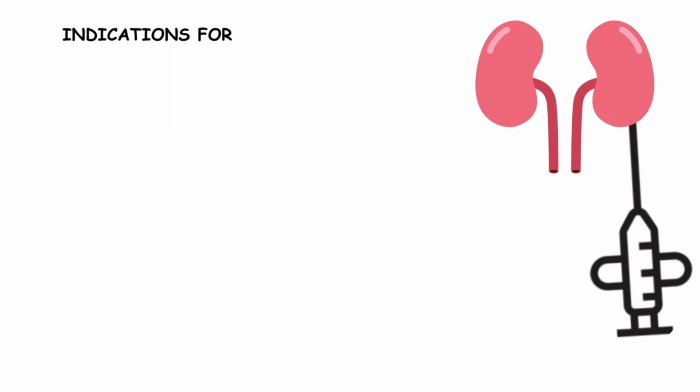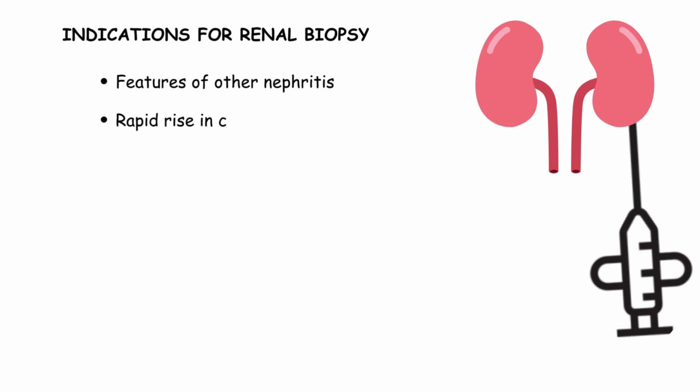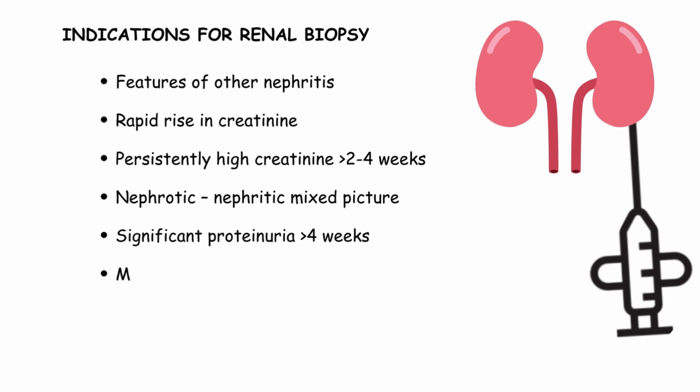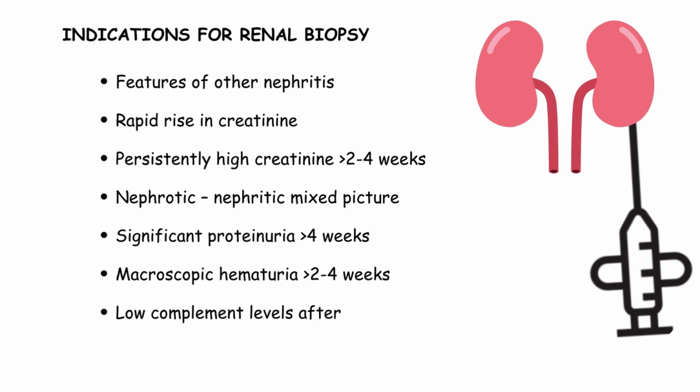Indications for renal biopsy include the presence of features indicative of other nephritides, a rapid rise in creatinine, persistently elevated creatinine for more than 2 to 4 weeks, a mixed nephrotic-nephritic picture, significant proteinuria lasting more than 4 weeks, macroscopic hematuria persisting for 2 to 4 weeks, low complement levels after 12 weeks, and persistent hypertension.